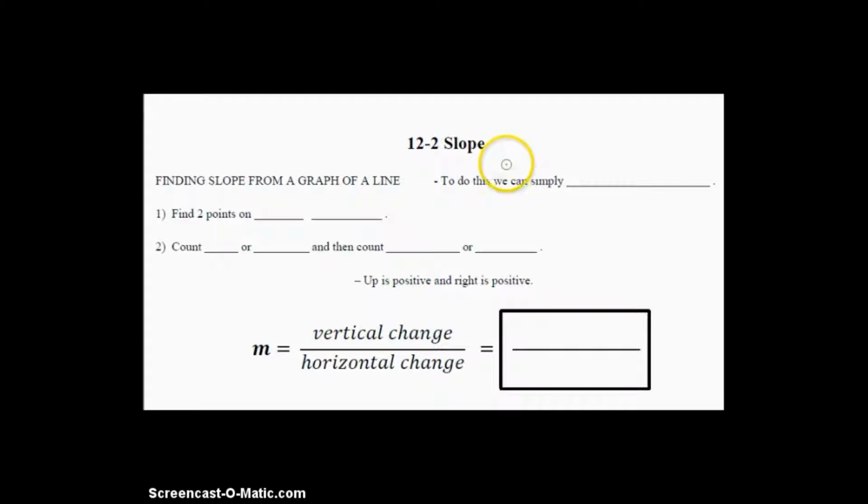Okay, and as we turn back to our notes, we're in section 12-2, again talking about slope, but we're really finding a slope from a graph of a line. To do this, we can simply count. This should not be a hard concept to grasp. I will try and explain it as best as I can, but when we're finding the slope of a graph of a line, we can do this by simply counting. So step 1, find 2 points on the line.